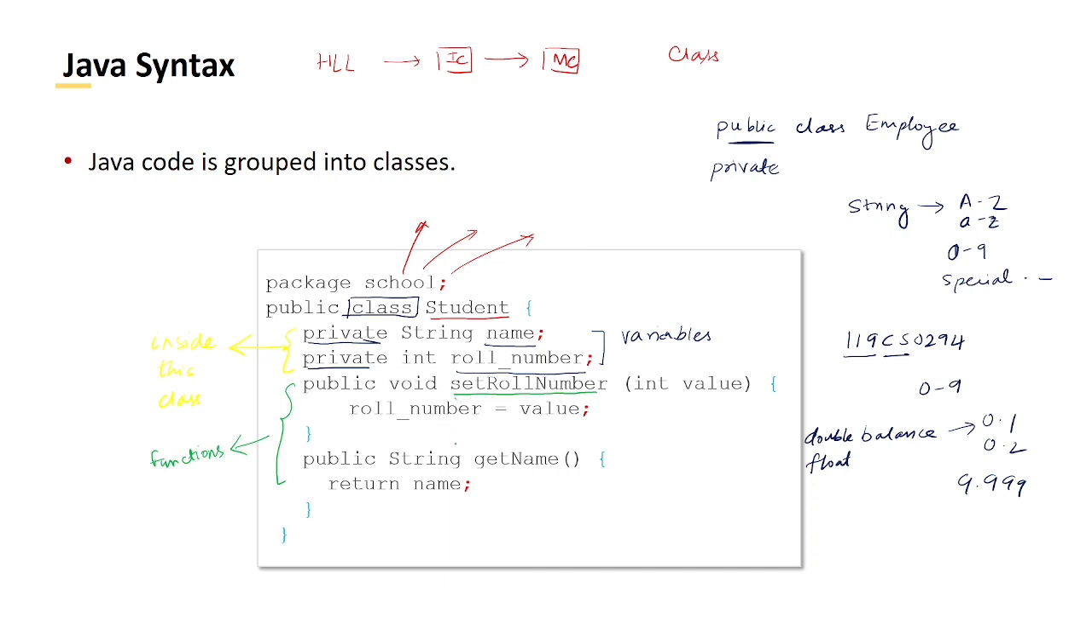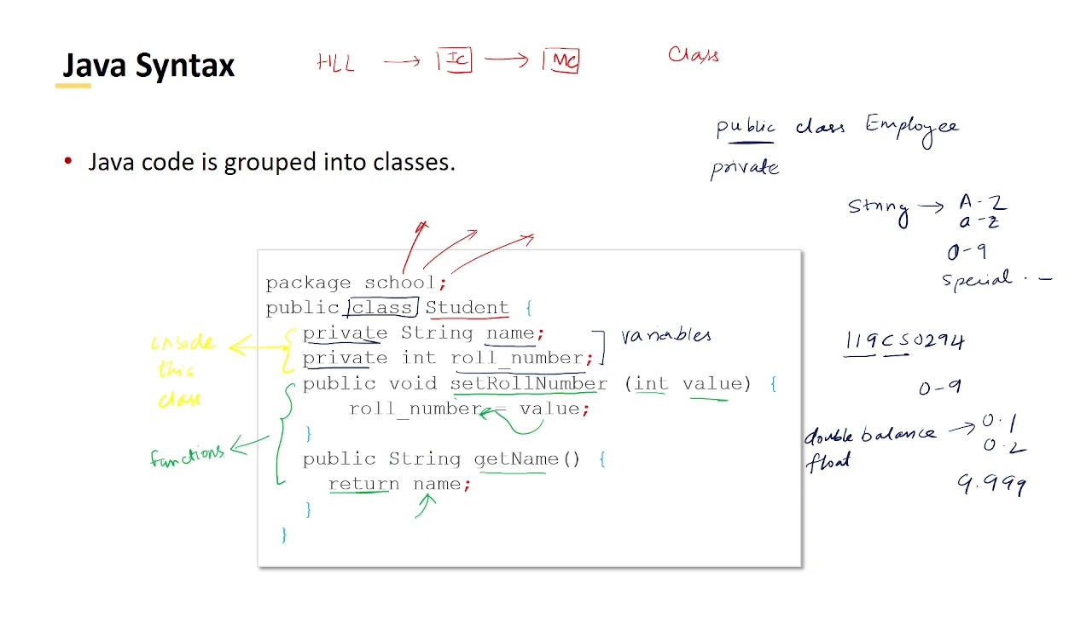You can say that this set roll number function is going to take some value. An int value means it is going to take an integer value and store it in the roll number. So roll number is equal to value means the roll number, which is an int, is getting assigned the value that is coming to this particular function. And then let's say I want the name of the student, so I say get name. The get name function will return me the name of the student. Return is a keyword, meaning it will give you something. What is it going to give you? It's going to give you the name.